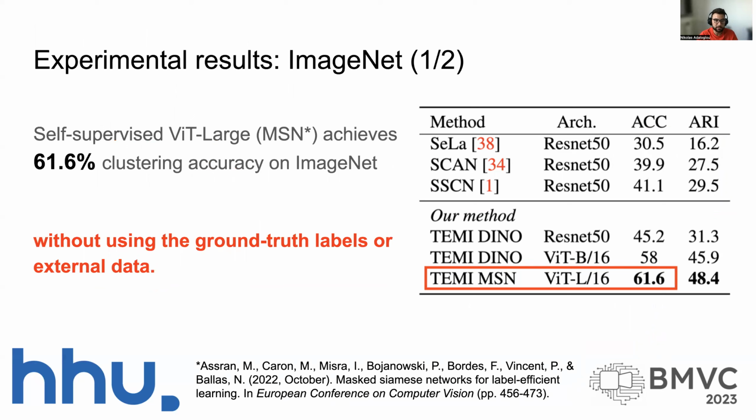Experimental results on ImageNet show that without using ground truth labels or external data, and by simply using the self-supervised vision transformer along with TEMI, we obtain a 61.6% image clustering accuracy on ImageNet, which is the new state of the art that significantly outperforms previous methods on this task.